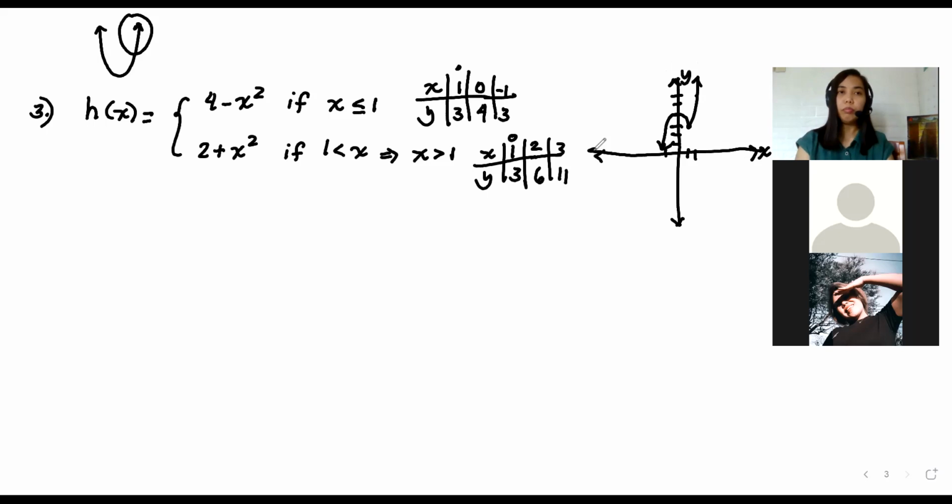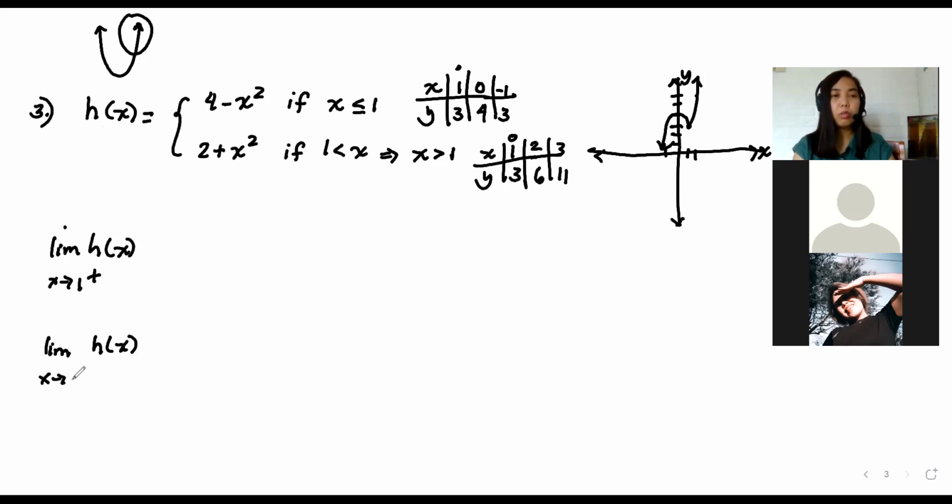Okay, then let's get the limit. Evaluate the limit of h of x as x approaches 1 from the right and the limit of h of x as x approaches 1 from the left. By the way, class, okay lang naman kung unahin nyo yung left sa right, as long as kukunin nyo silang dalawa. Okay? So, 1 from the right, piliin nyo yung may greater than. Okay? So, the second one.